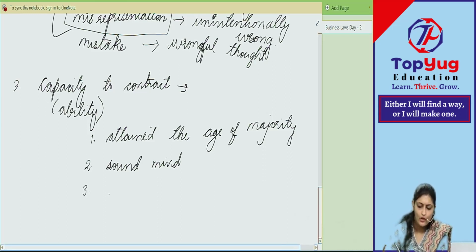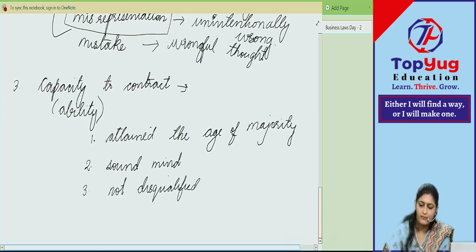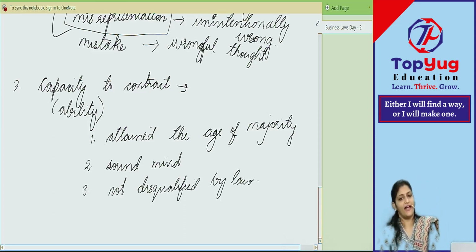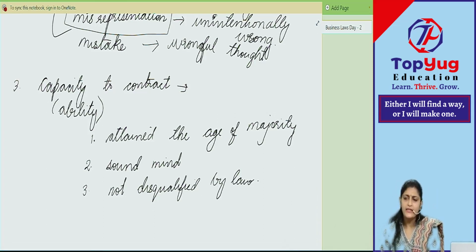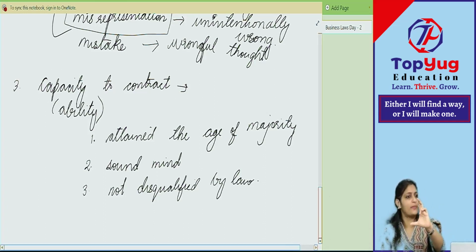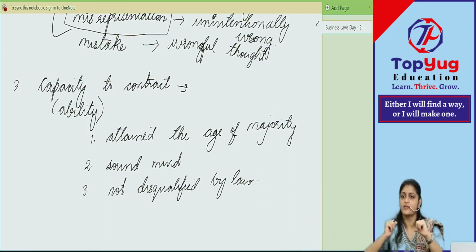Third category, not disqualified by law. Persons should not be disqualified by law. Here, in this point, law only is giving you a list. These people, you cannot enter into contract. Why you cannot enter into contract? Because law is telling you. We are law and we are telling you, so you should not enter into contract.